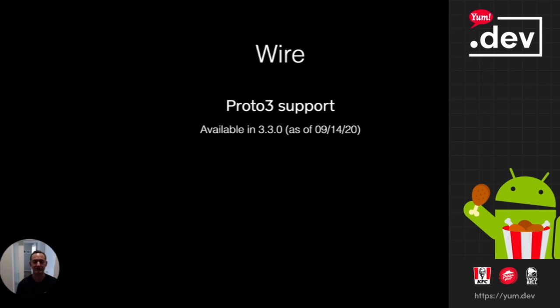So as I mentioned, the latest release actually shipped with Proto 3 support. We didn't talk about it during this session, but there are two different versions of protocol buffers, Proto 2 and Proto 3. For a long time, Wire only supported Proto 2, but Proto 3 is already available and can be used with the latest version of the library.